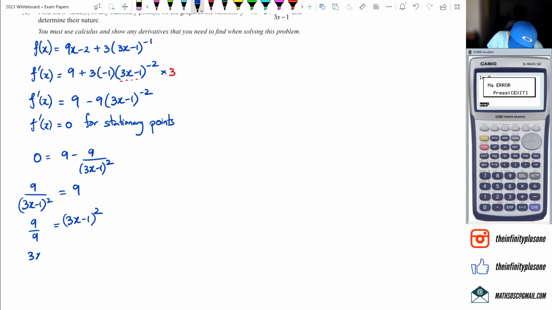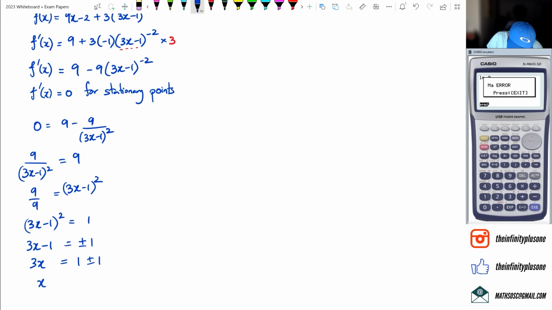So then (3x - 1)² is equal to 1. 3x - 1 is equal to the square root of 1, which can be written as plus or minus 1. So 3x is equal to 1 plus or minus 1, and finally x is equal to (1 plus or minus 1) over 3. So, what have I got here? I can say that x is equal to 0 or 2/3.